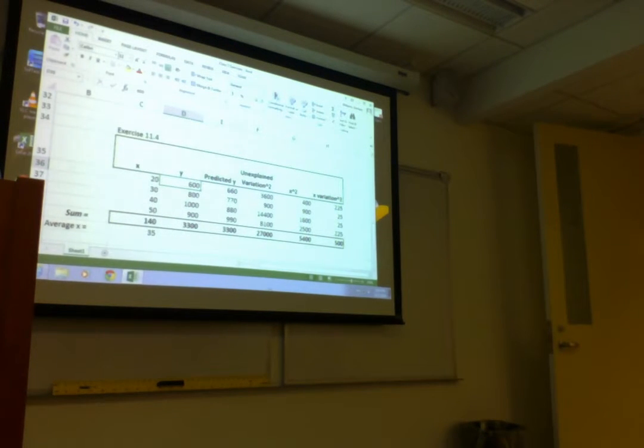All right. Now this exercise we're actually given a predicted value for y. And so we calculate all the predicted values. It's 400 plus 11x is going to give us our predicted value for y. And unexplained variation, we calculate the same way we did in the previous example. And we square it.